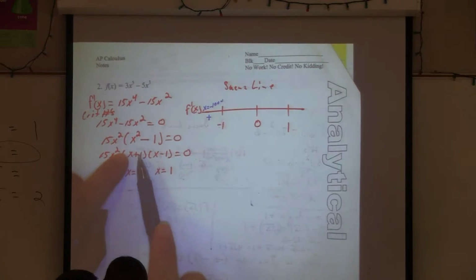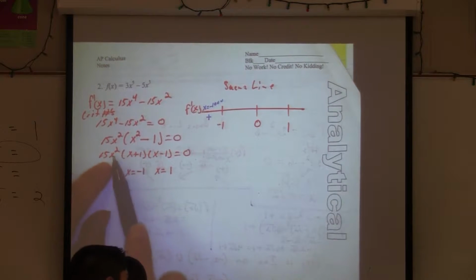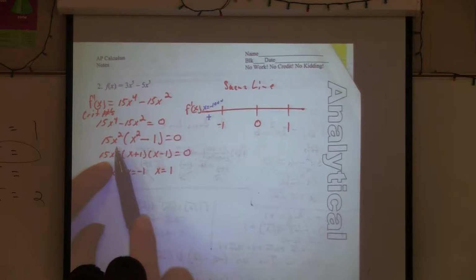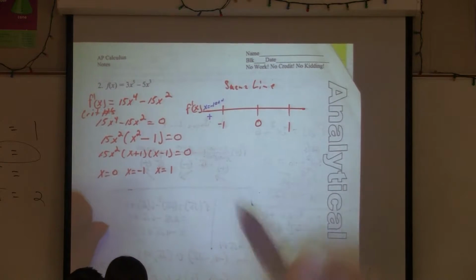Negative times a negative is a what? Positive. Negative 1,000 squared is positive. Positive times positive is positive.